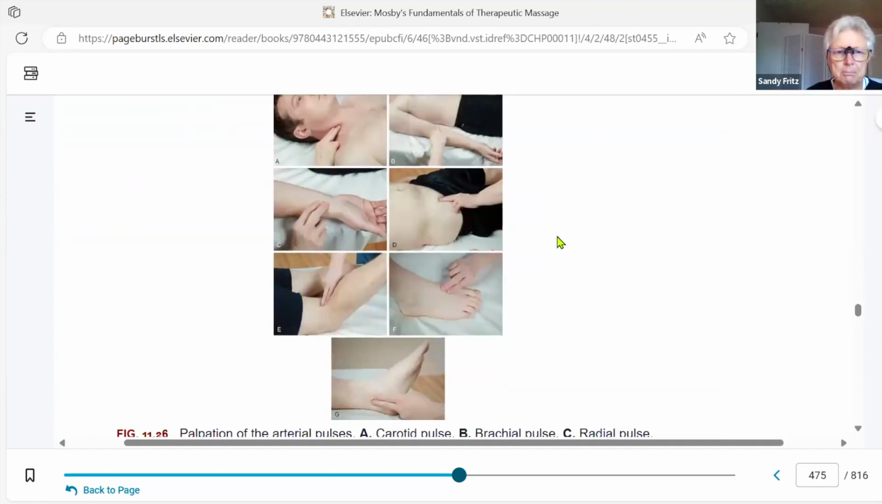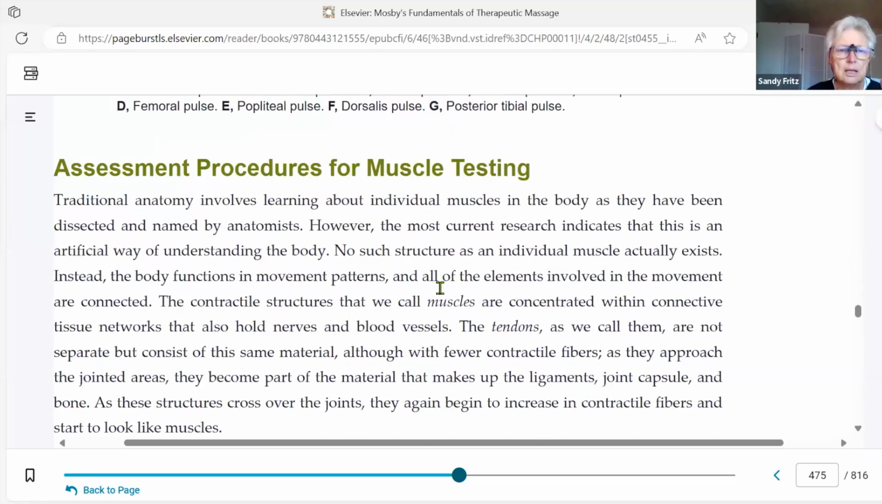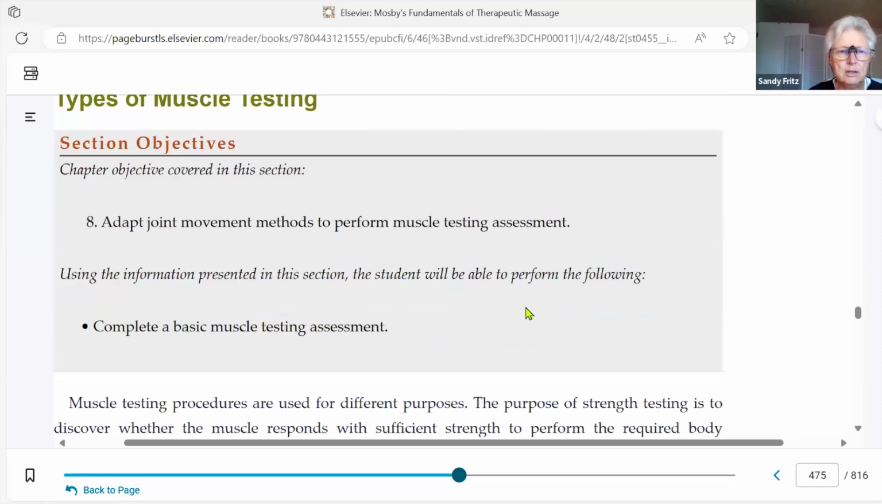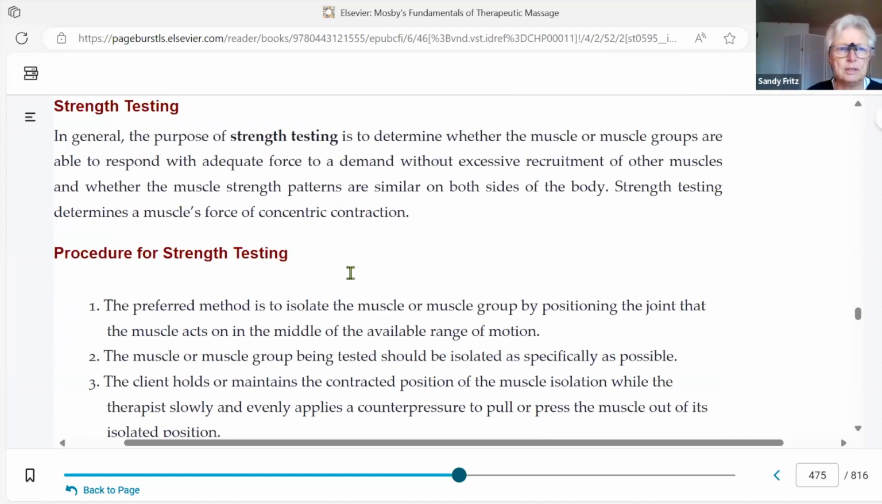Here's a picture of the main pulses, and you would feel on both sides, and they should be fairly even on both sides. Then we get into some muscle testing here. And again, the videos that accompany this chapter give you excellent guidelines on how to do this.